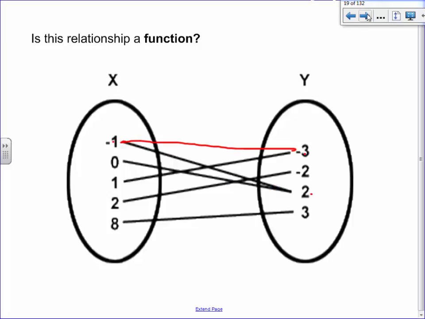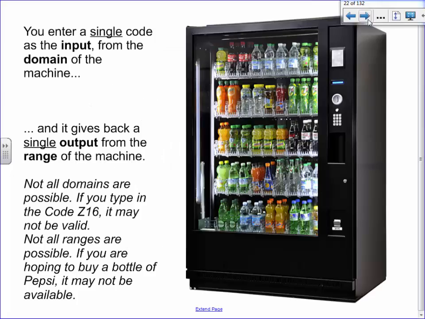And sometimes I think the best way of illustrating this is with a vending machine. When you go to a vending machine, you input something. What do you input into a vending machine? And not just coins, but after that, you then input a button combo, right? So I say I want the pop that's in A7. I put that input in. That's like a domain. It's what you input as a value. So you enter a single code as an input to the domain of the machine, and the machine, in theory, should give you back a single item.